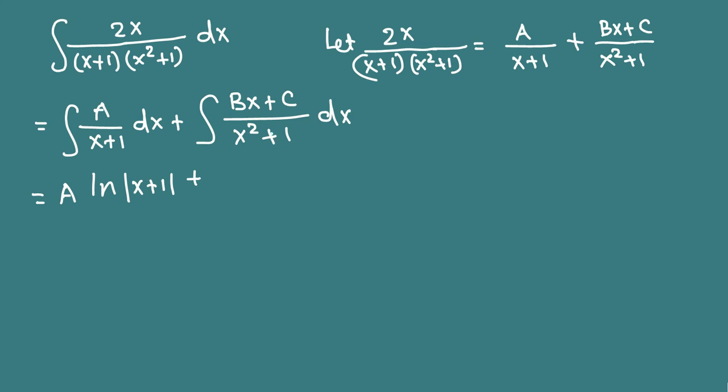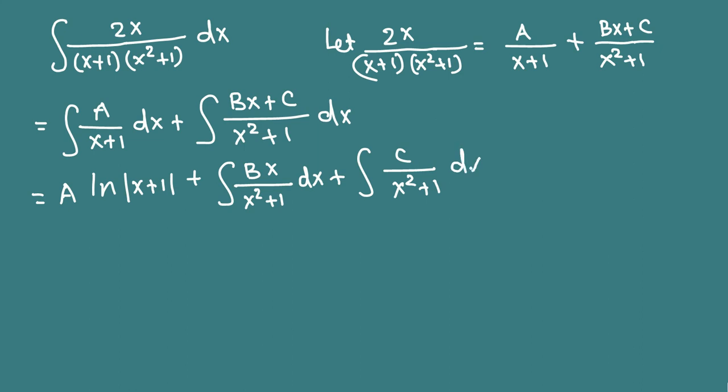For bx plus c, we need to separate into two fractions this way: bx over x squared plus 1 plus c over x squared plus 1. We separate this fraction into two, and then take the integral of both. So a natural log of x plus 1 plus, now we can pull this constant b outside, and that leaves x over x squared plus 1.